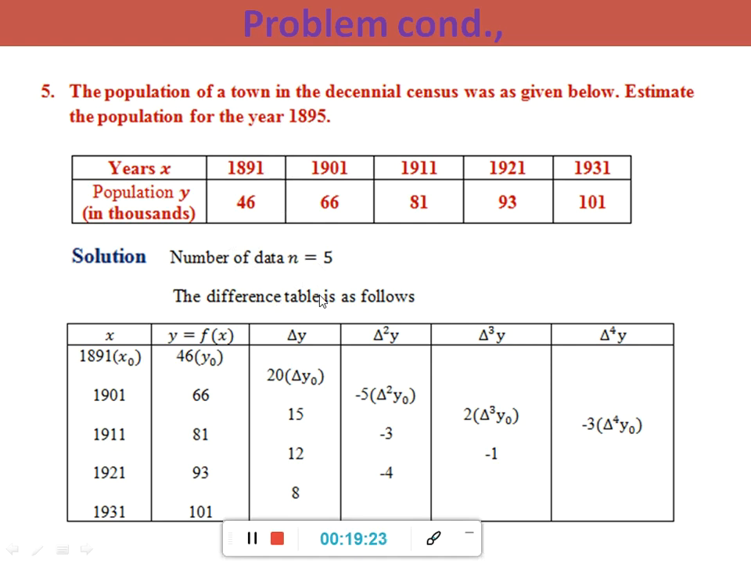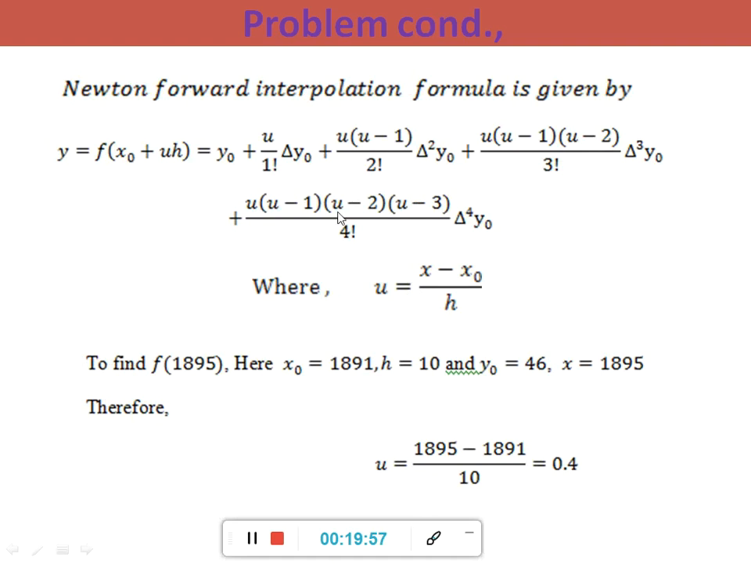First construct difference table. First list the values of x, list the values of y. Find the first order difference, right? That is 66 minus 46, second value minus first value, 20. 81 minus 66, 15. Likewise. Similarly, we can easily find second order difference from first order difference. Similarly, we can easily find third order difference and fourth order difference. So here the first values: this one is x naught, this one is y naught, this one is del y naught, this one is del square y naught, this one is del cube y naught, this one is del power 4 y naught. Now write the formula, Newton forward interpolation formula.